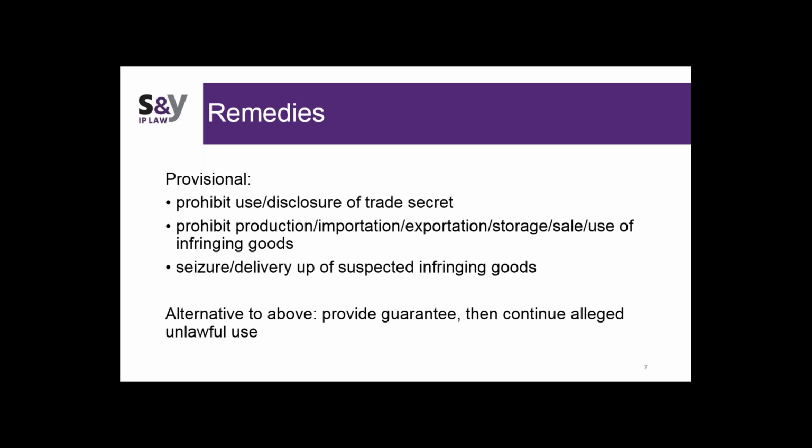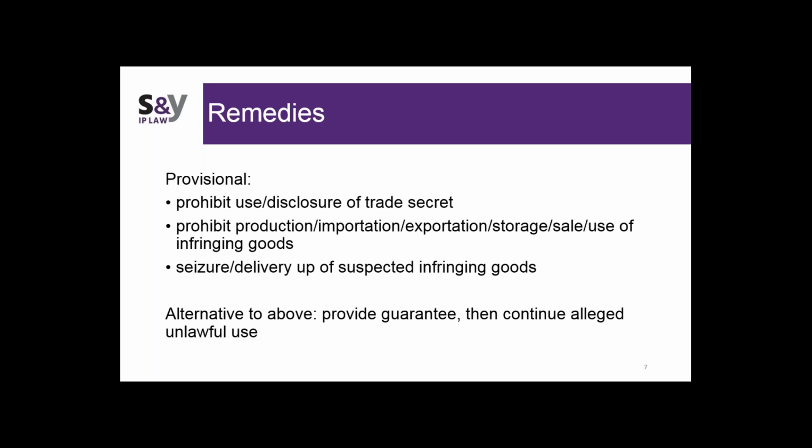Let's move on now to the remedies which the directive requires member states to provide. The first remedies discussed in the directive are provisional remedies, i.e. precautionary remedies which can be applied for and, if sufficient evidence is provided by the applicant, awarded before a case has been fully heard. The provisional remedies include prohibiting use or disclosure of a trade secret, prohibiting production, importation, exportation, storage, sale, or use of infringing goods, and seizure or delivery up of suspected infringing goods to prevent their sale.